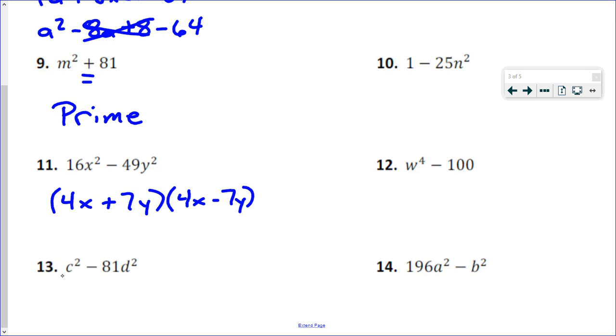And then the last one, c squared. So the square root of that is c. Square root of 81d squared is 9d.